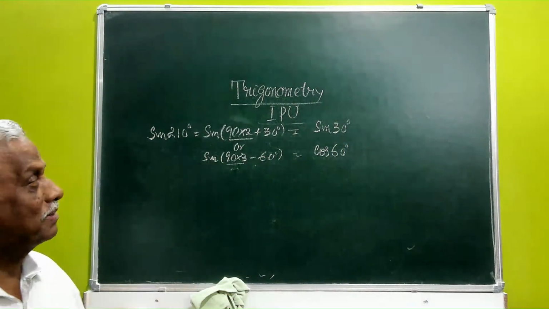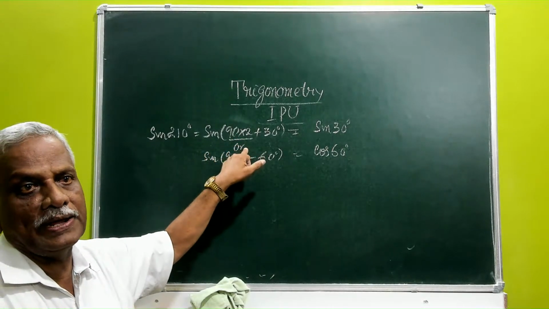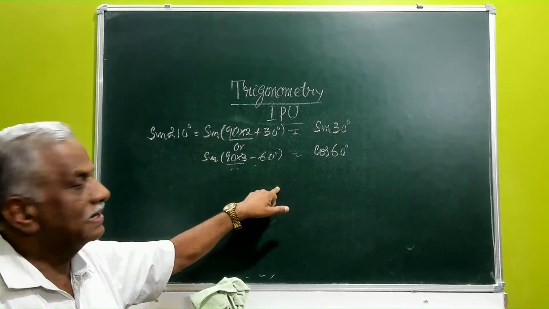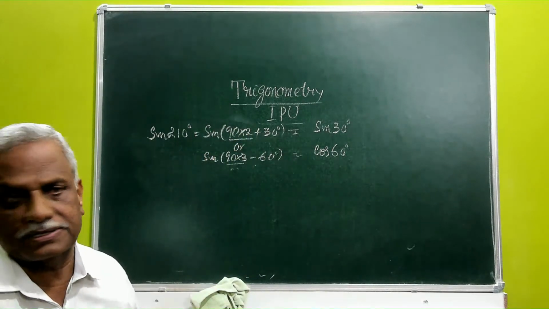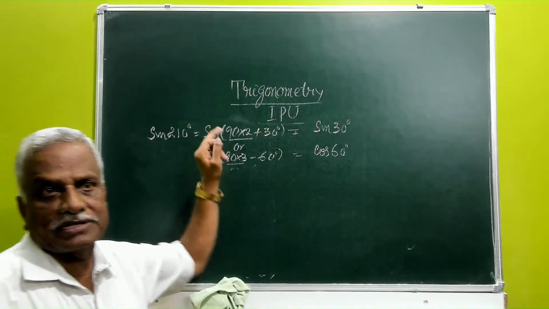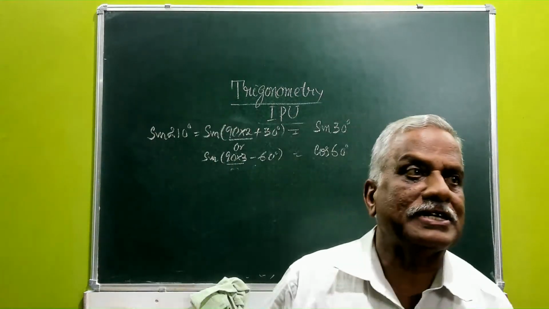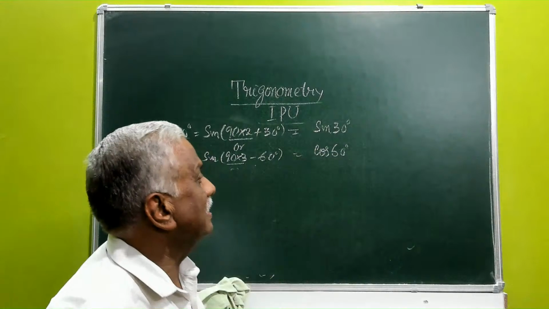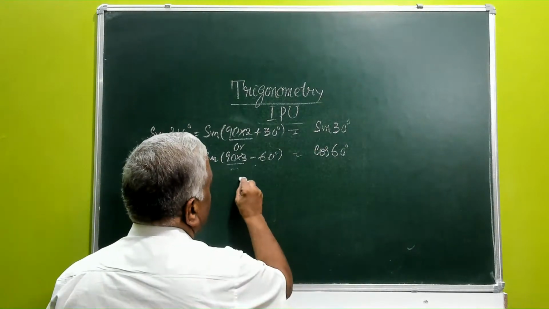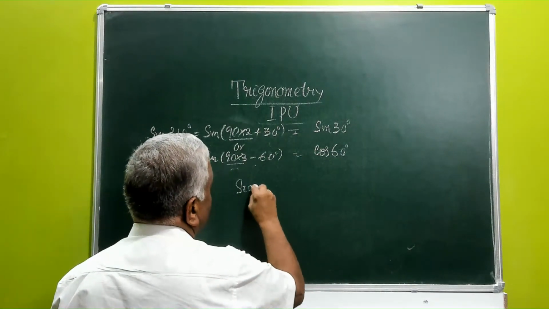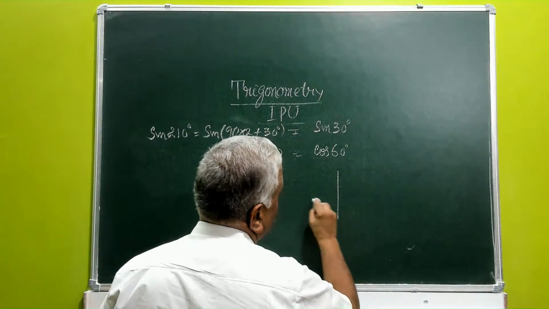Repeat. What you need to remember is: for an odd multiple of 90 plus or minus theta, the trigonometric function changes. For an even multiple of 90 plus or minus theta, the trigonometric function will not change. So here it remains the same. What was the second point? You should write either plus or minus. That depends on the quadrant.